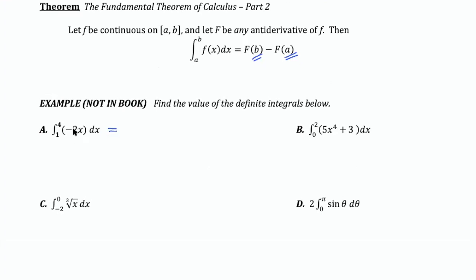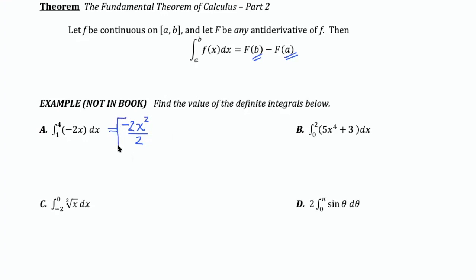Okay, so I'm going to use the power rule on negative 2x. I'm going to keep the negative 2. I'm going to increase the exponent on the x to a 2 and divide by that new exponent. Now, I'm not going to go ahead and put a plus C here because we're going to be able to find the numerical value exactly by substituting.